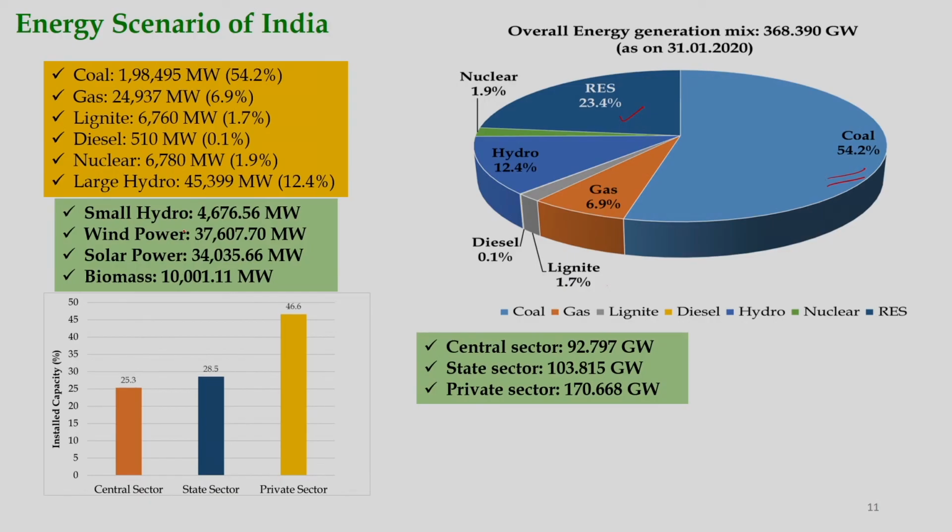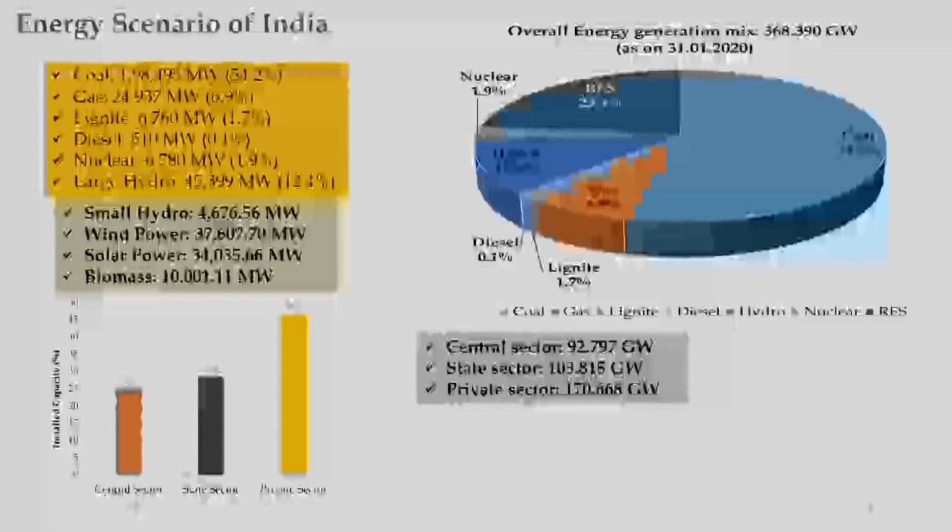Now, let us analyze sector wise. We have three sectors: central sector, state sector and private sector. You can see the installation capacity. The central sector installed about 25.3%, the state sector about 28.5% and the private sector about 46.6%. If we equate in terms of gigawatt, the central sector contribution is about 93 gigawatt, state sector is about 104 gigawatt and private sector is about 171 gigawatt.